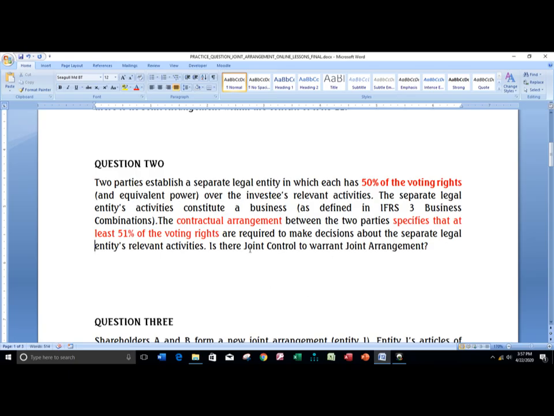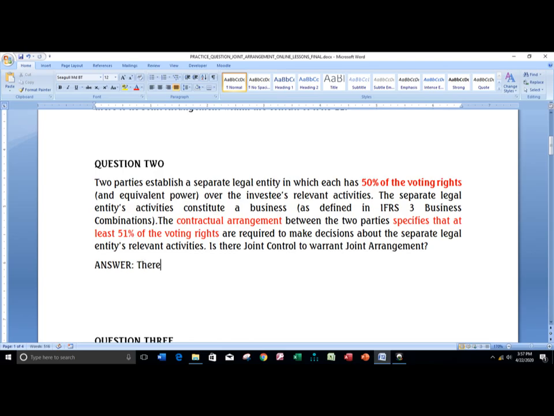And the question is, is there joint control over the joint arrangement? Absolutely. And to answer this question affirmatively, I would say that there is joint control because each party has 50%, and then they will need 51% to vote to make any decision. 51% will be needed. So each party will need the other, and there are just two of them. It means unanimity, consent of everybody must be sought before any decision can be taken.